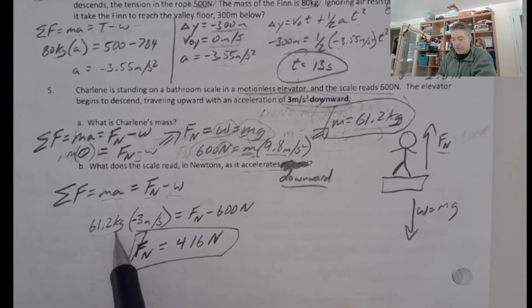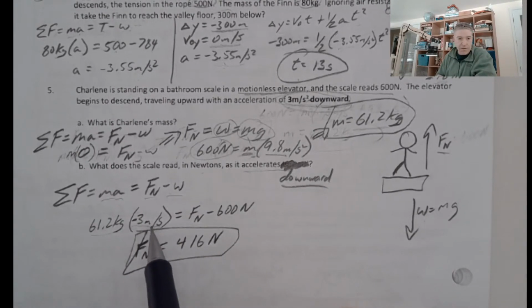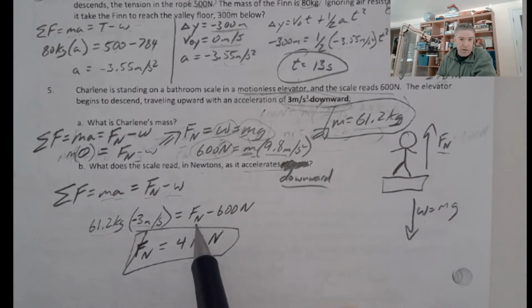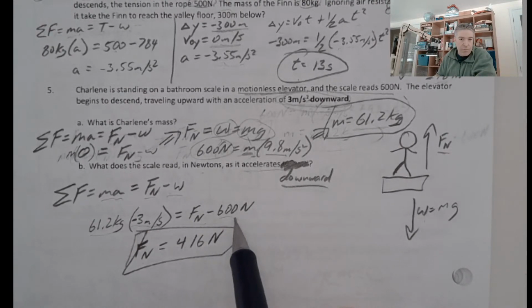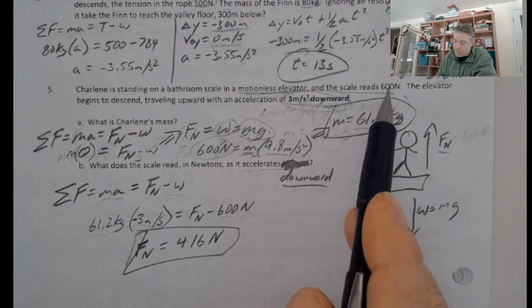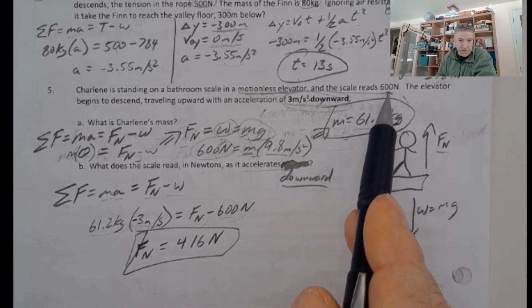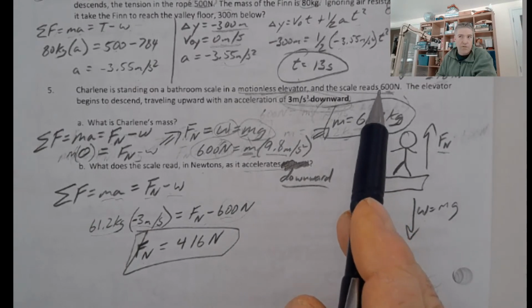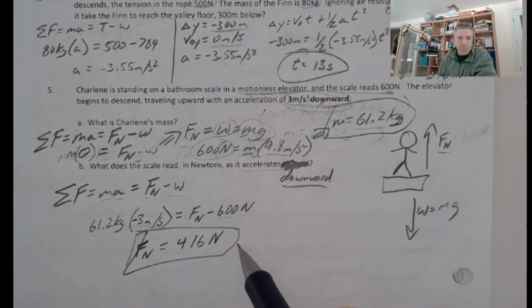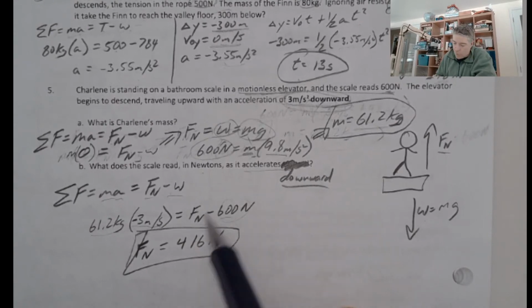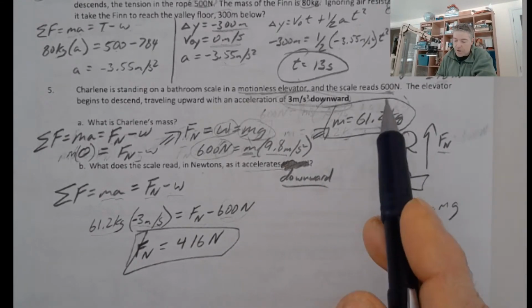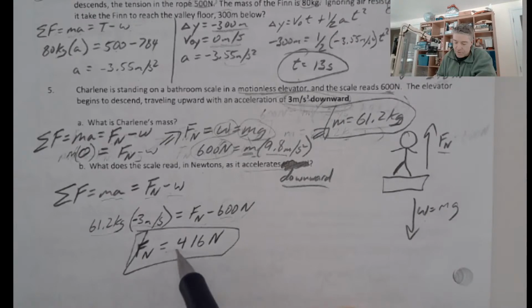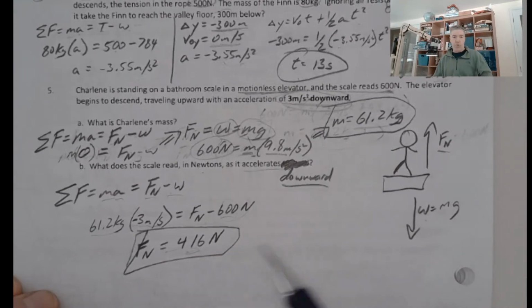So here's her mass, which I found. This is her acceleration, 3 meters per second squared downward. This is the normal force minus her weight. And her weight I found in the first part, because your weight is what the scale reads when you're on a motionless surface on a scale. Or you could just take her mass, multiply it by 9.8, and you'd get that. So the normal force ends up being 416.